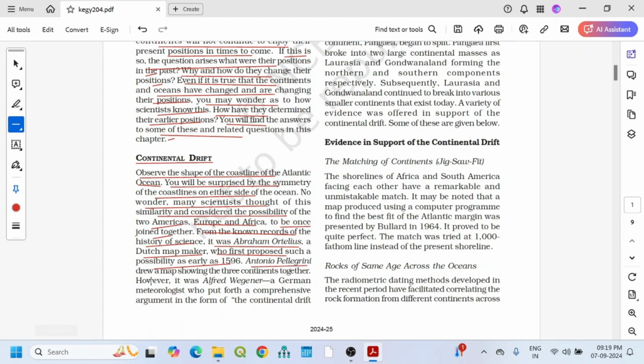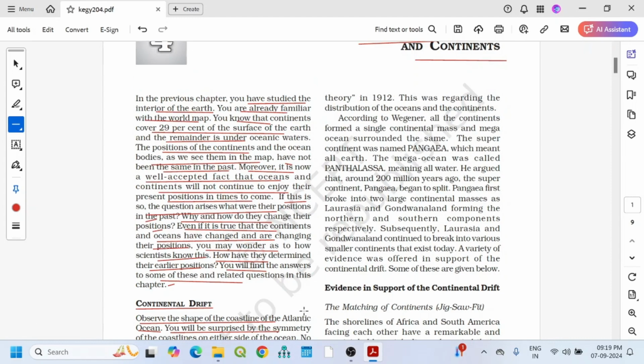Antonio Pellegrini drew a map showing the three continents together. However, it was Alfred Wegener, a German meteorologist, who put forth a comprehensive argument in the form of the continental drift theory in 1912. This was regarding the distribution of the oceans and continents.